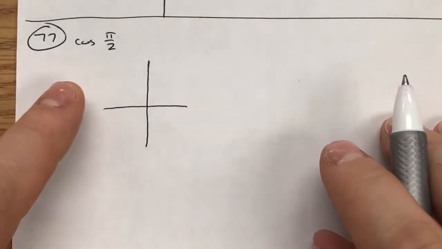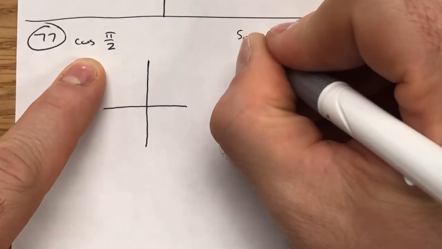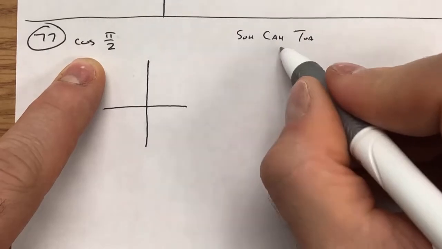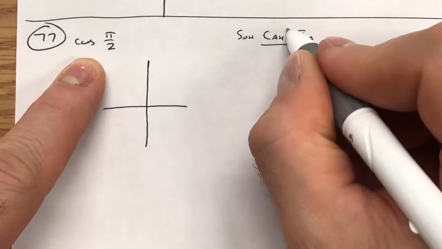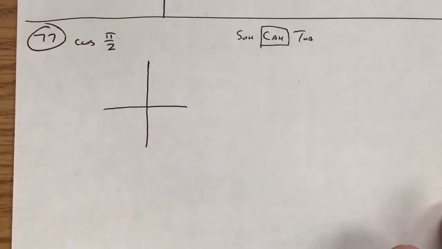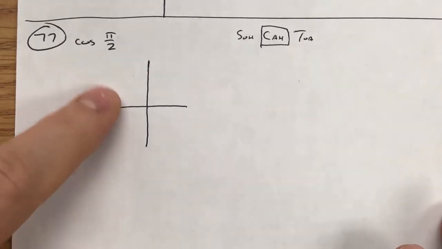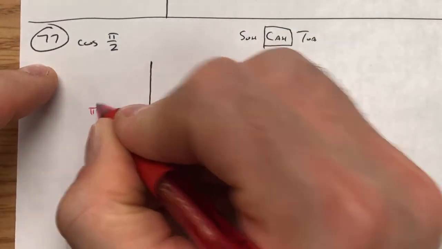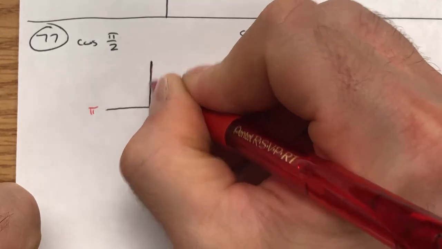Okay, and additionally, we know cosine from SOHCAHTOA is going to be the adjacent over the hypotenuse. This is what we're looking for right here, the adjacent over the hypotenuse. Okay, well, what is pi over 2? Well, that is a number of radians, and if I know that this is pi radians, pi over 2 is going to be directly right here.